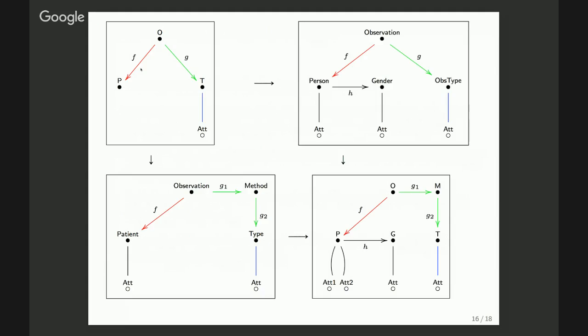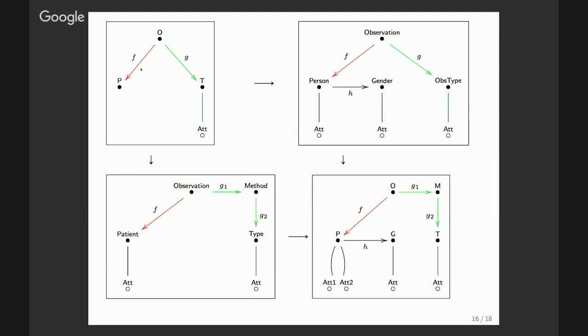A similar thing is going on with the mapping from the upper left into the upper right, except here it's a much more direct mapping because F goes to F, G goes to G, and that attribute goes to that attribute. It's essentially an inclusion mapping, although note that there's gender information in the schema on the upper right that does not exist in the schema in the lower left.